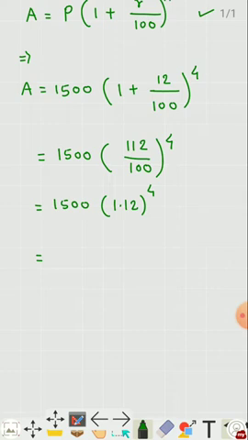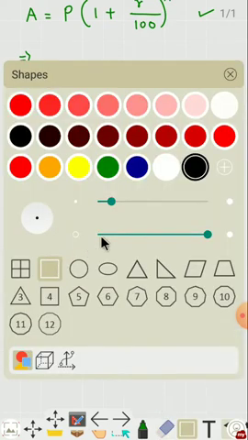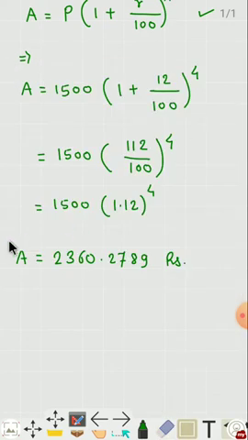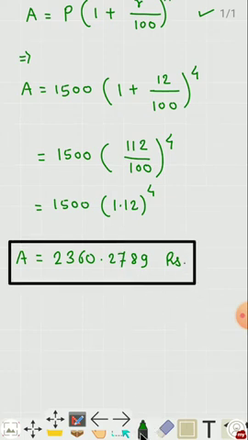So if you do this calculation on your calculator, then the amount is 2360.2789. So this is the value of the amount in rupees.